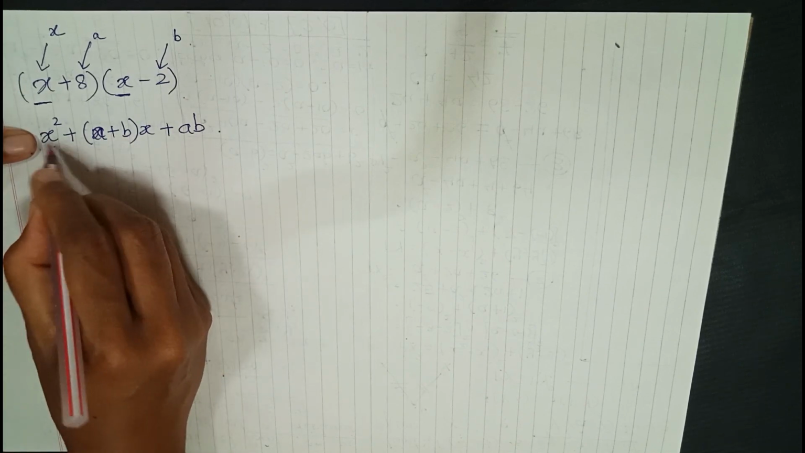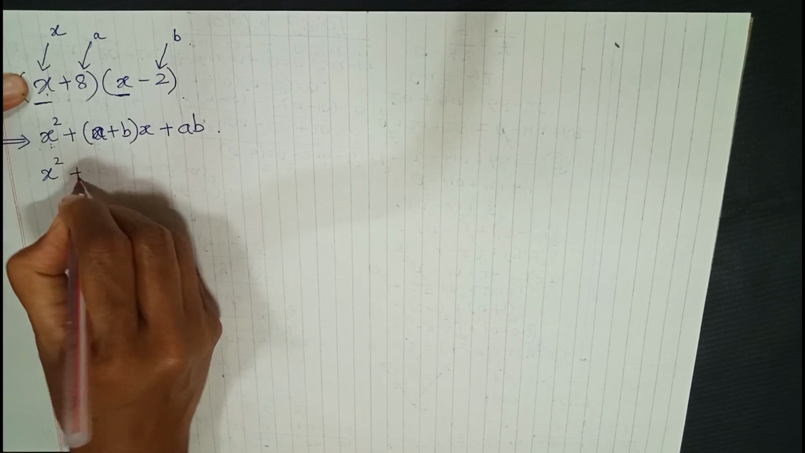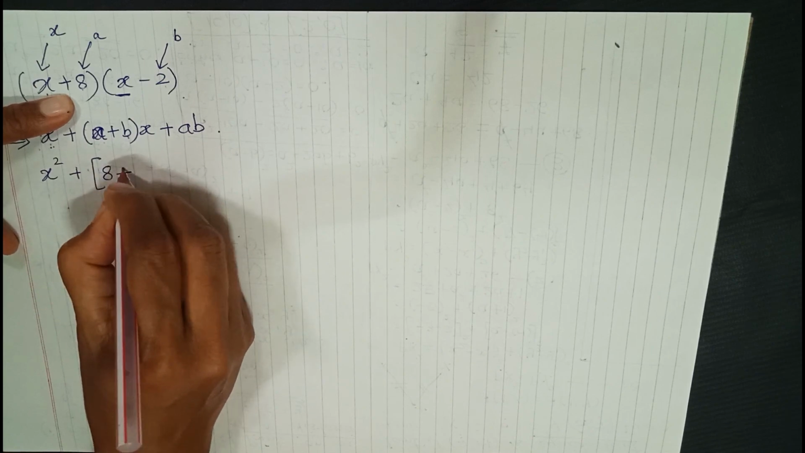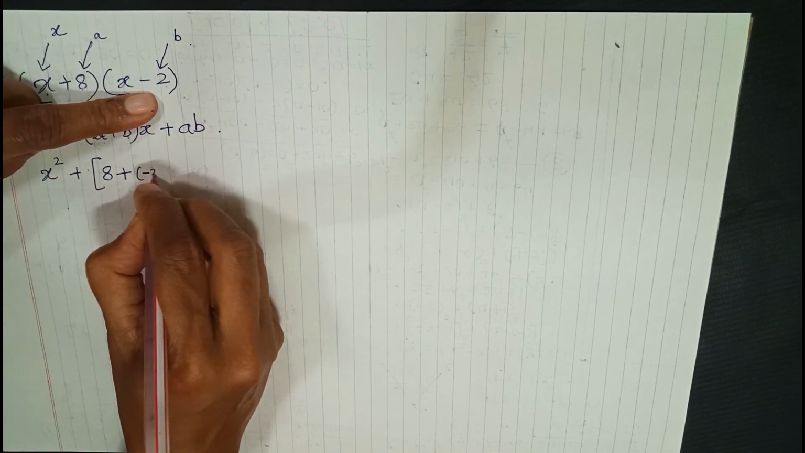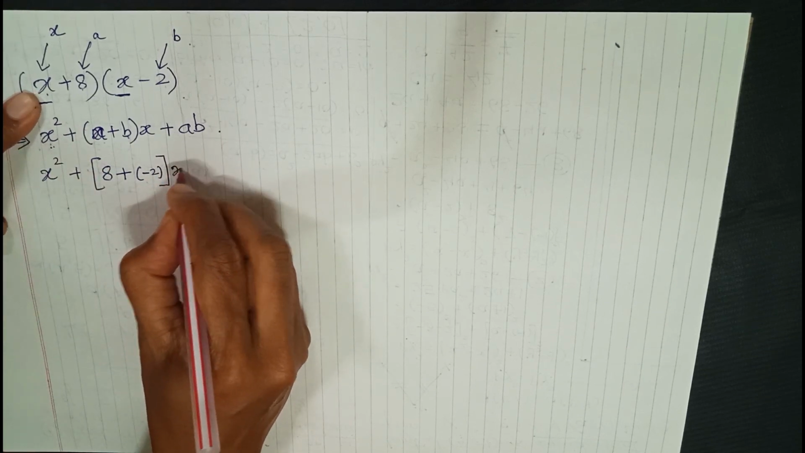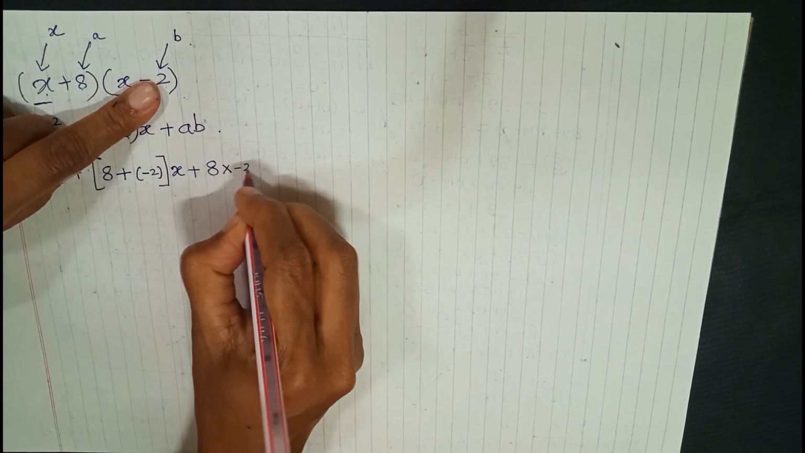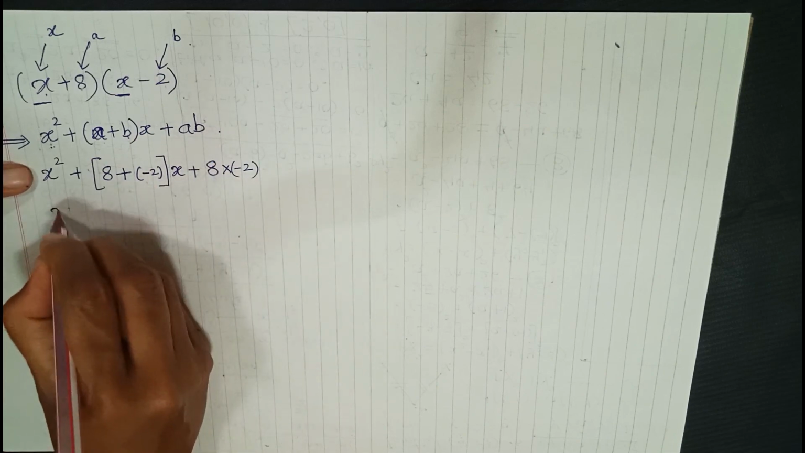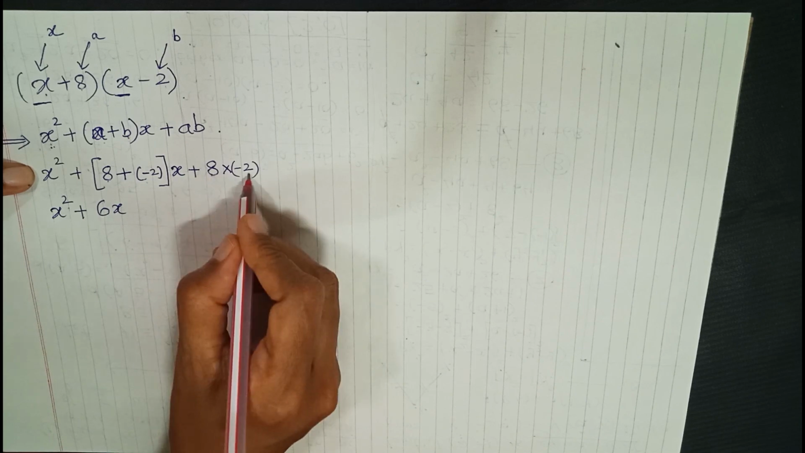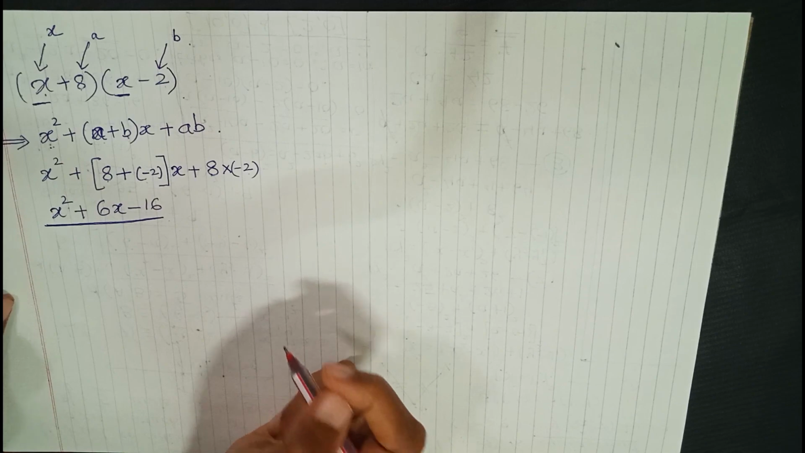So now the first term, what is x? X is nothing but the first term. So here the first term is x square plus a plus b, that is this plus this. So 8 plus, now there is a minus sign here, so we will write 8 plus minus 2 into x, that is the first term, plus a into b. A is 8 and b is minus 2. So now let's open the bracket. 8 minus 2 is 6x and 8 into minus 2 is minus 16. So this is how we have expanded.